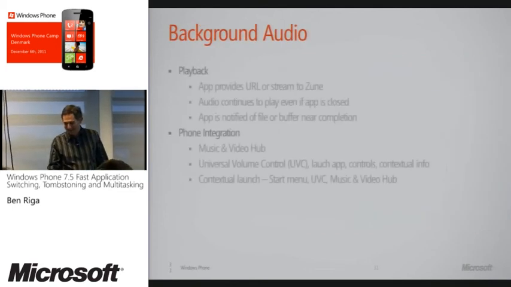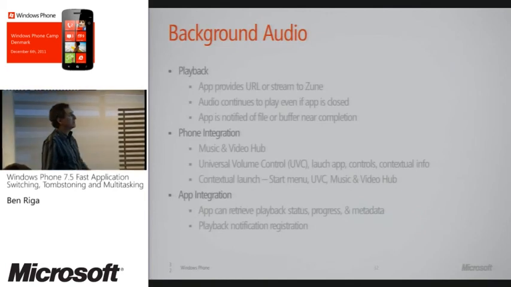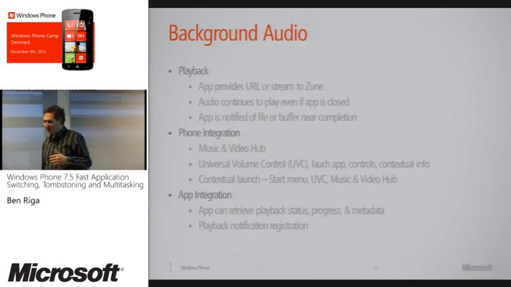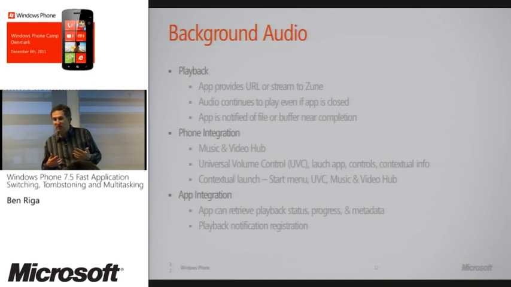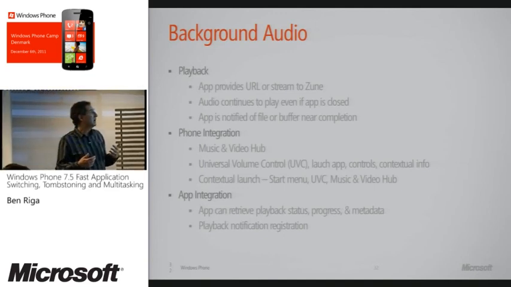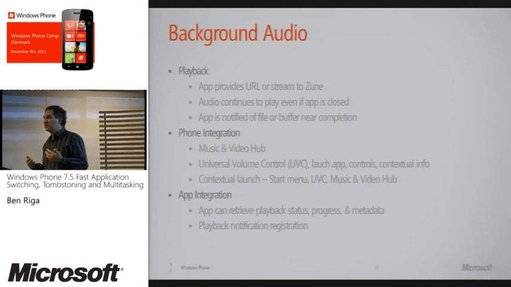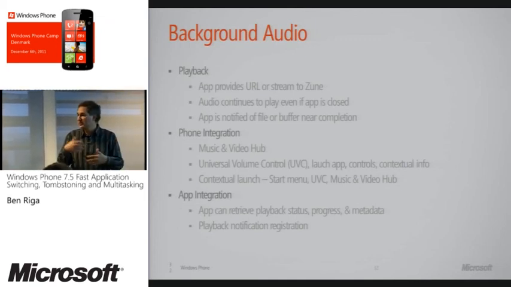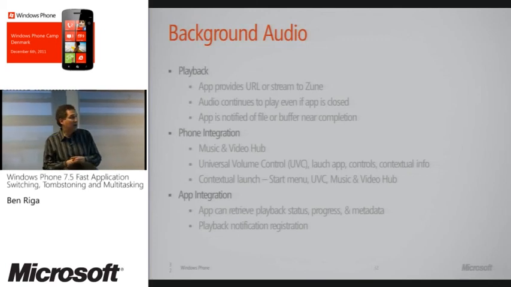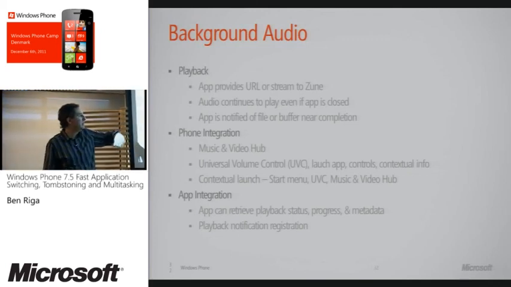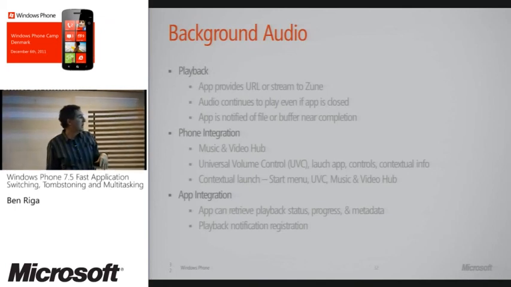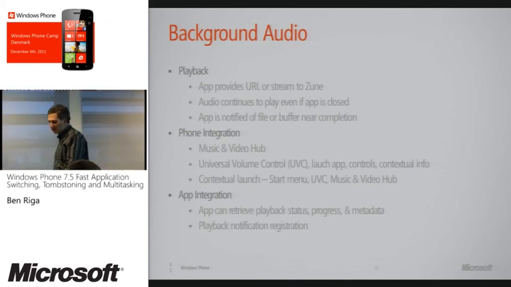create.msdn.com, right. So we talked about some of this. The app provides either a URL or a stream to the playback agent. And the audio will continue even if the foreground app is closed, because as you can imagine, it's actually running in the background. And the app is notified if a file or buffer is near completion, right? So as you're playing the file, you will get triggered and say, hey, I'm about to finish. Can you give me the next file so I can skip to the next file at the end of the current one? And then it's fully integrated into the Music and Video Hub, the Universal Volume Control, or UVC for short, with controls and contextual info. You can launch your app from the UVC, and then, like I said, you get playback status, progress, metadata, all of that stuff is available.